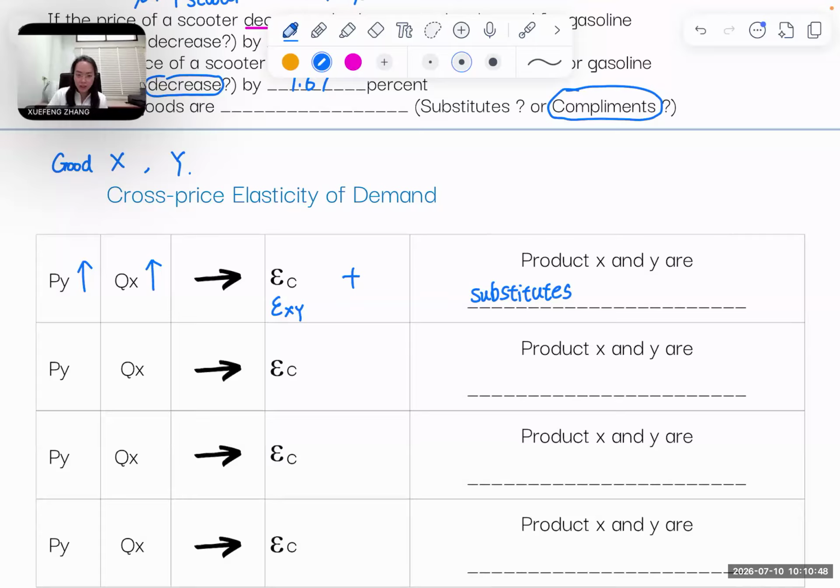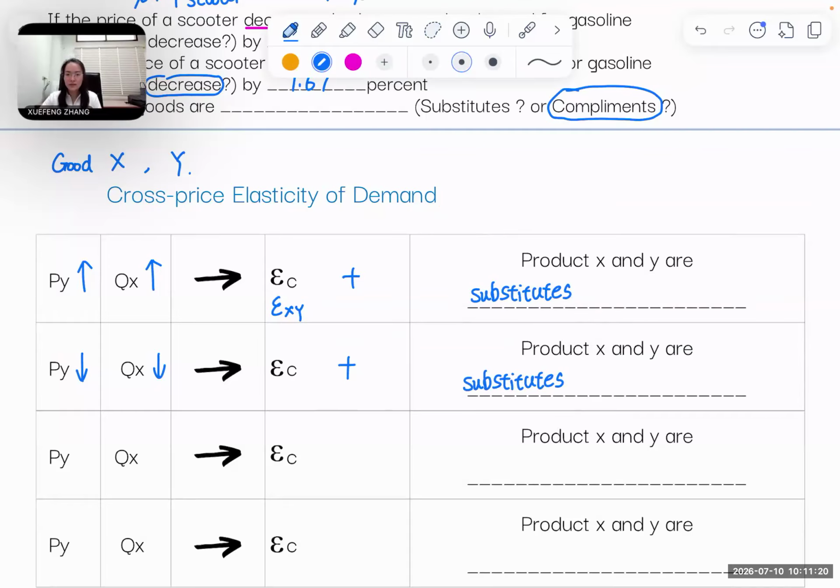Next one, suppose price of Y decreases and quantity demanded for X decreases as well. In this case, the epsilon C is still positive, okay? It means they move in the same direction, so we have positive here. So basically, they are substitutes again.